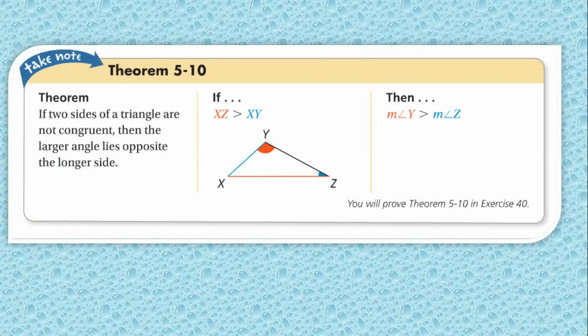Theorem 5-10. If two sides of a triangle are not congruent, not equal, then the larger angle lies opposite the larger or longer side. For example, in this figure, if the side XZ is greater than the side XY, then the opposite of XZ, which is angle Y, is greater than the opposite of side XY, which is angle Z.